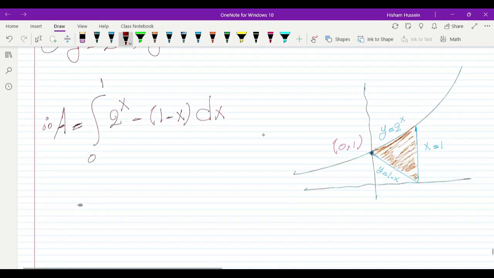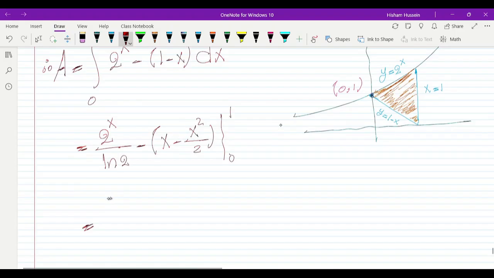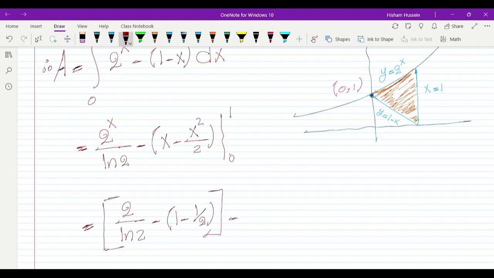The integral of 2 to the power x is 2 to the power x divided by ln 2, minus the integration of 1, which is x, and the integration of x is x squared divided by 2, with the limits from 0 to 1. Substitute with the upper, replace each x by 1. It's 2 divided by ln 2 minus (1 minus half), minus substitute with the lower, replace x by 0. 2 to the power 0 is 1, divided by ln 2, minus 0.